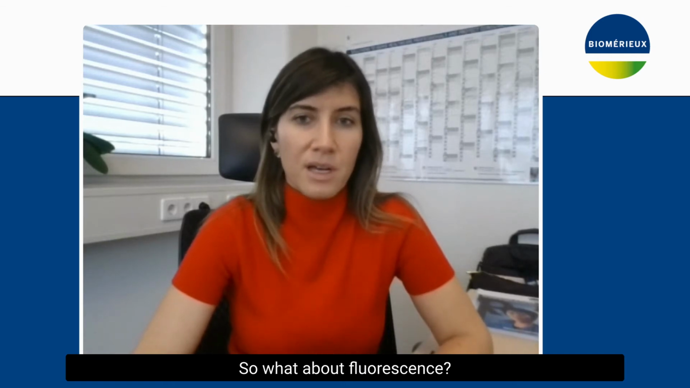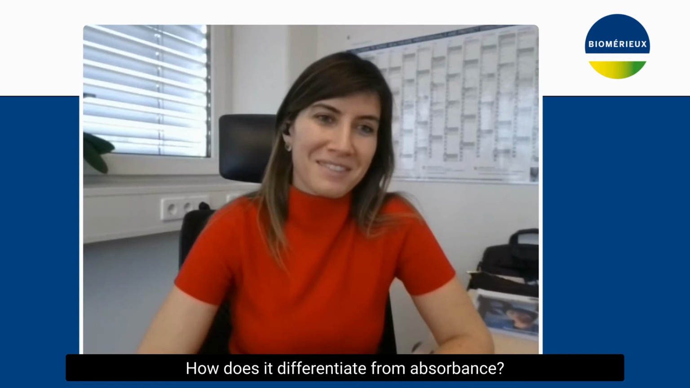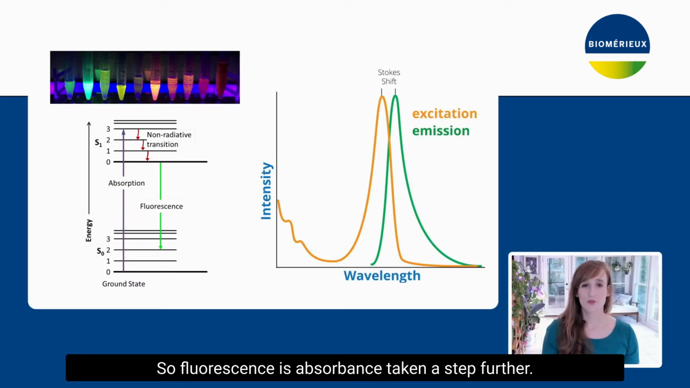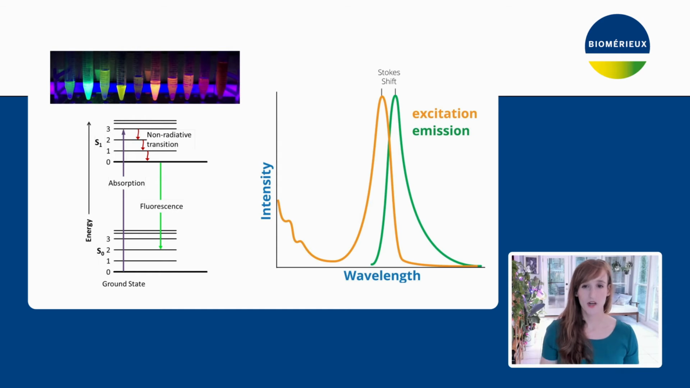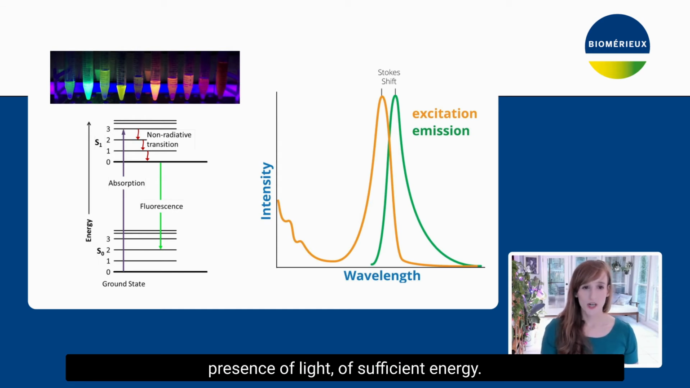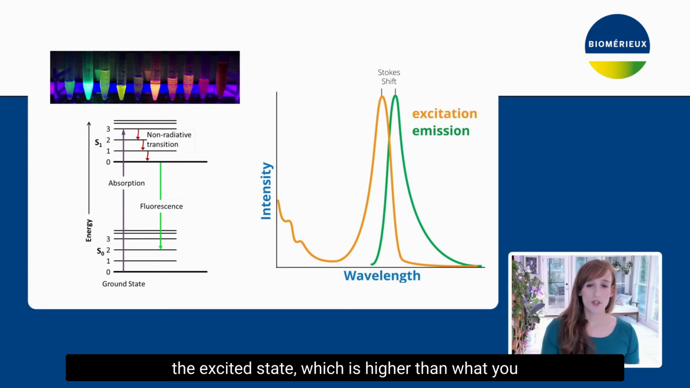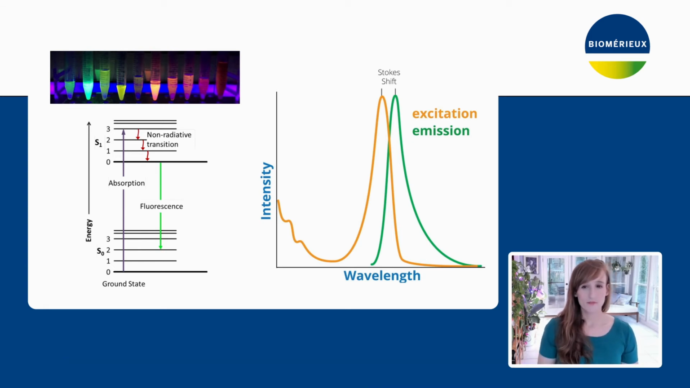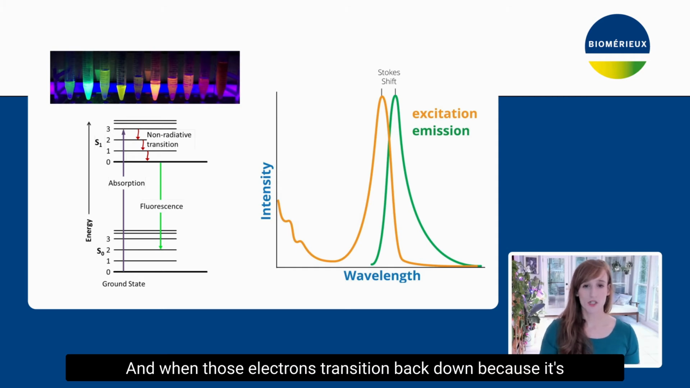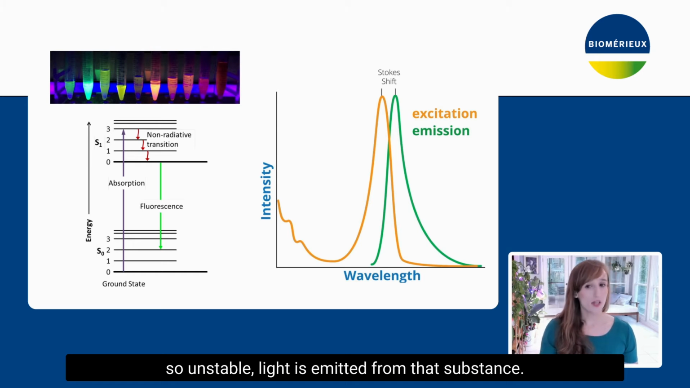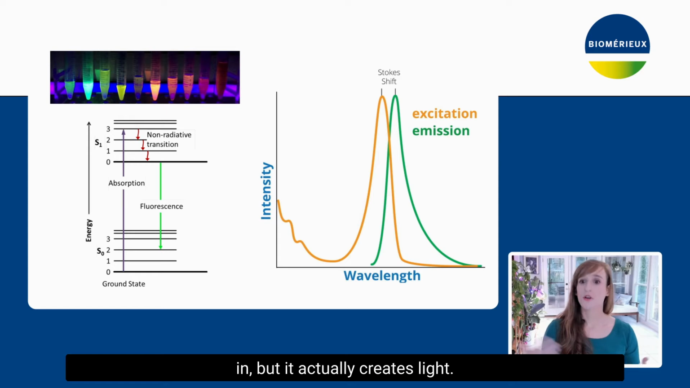So what about fluorescence? How does it differ from absorbance? That's a good question. Fluorescence is absorbance taken a step further. Like absorbance, a light source is used to excite molecules within a sample. However, the molecules in a fluorescent species have energy transitions that are higher in energy and more unstable than non-fluorescent species. So when this matter is in the presence of light of sufficient energy, it transfers energy from the ground state electrons to an excited state, which is higher than what you would see in a typically absorbing species. That excited state is temporary, and when those electrons transition back down, because it's so unstable, light is emitted from that substance. So not only is the light taken in, but it actually creates light.